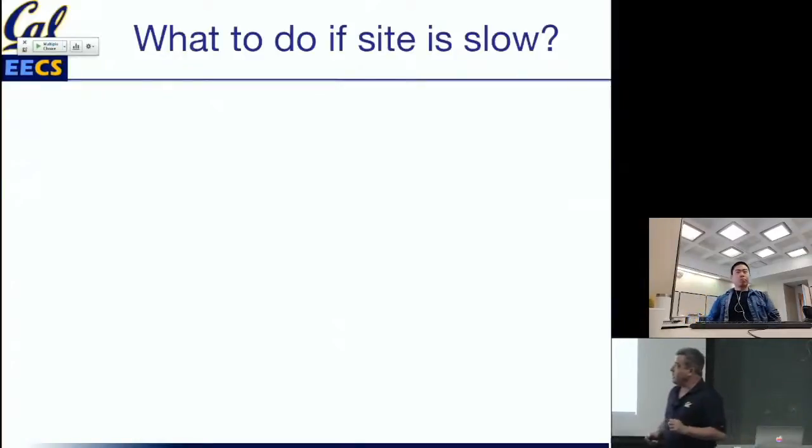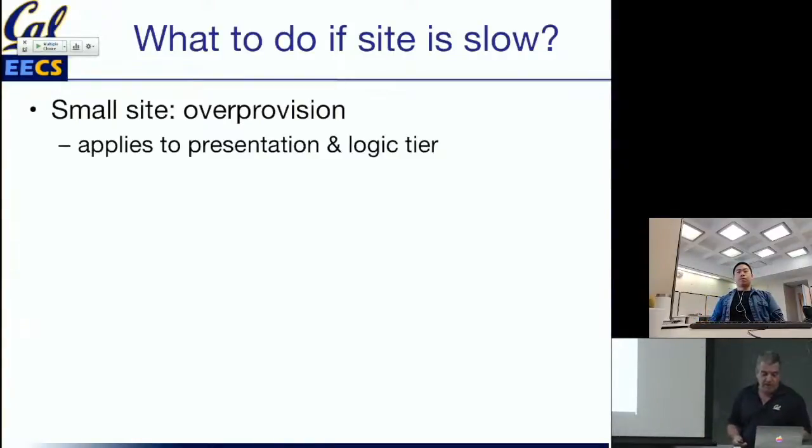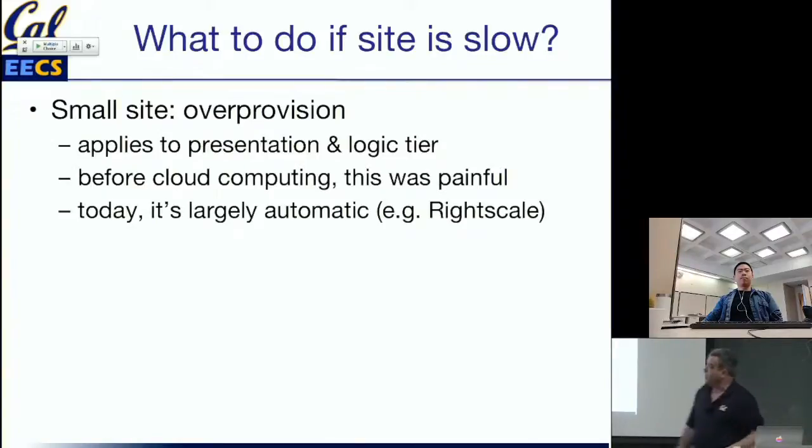In general, if your site is pretty small, the simplest thing to do is just over-provision by a little. Pay for a little more capacity than you need. And certainly in the presentation and logic tier, so the web server and the app server tier, you could just create multiple copies of them. We'll talk about situations where that does and doesn't help. Before cloud computing, this was very painful to do because you had to rack your own servers. Today, it is basically automatic.